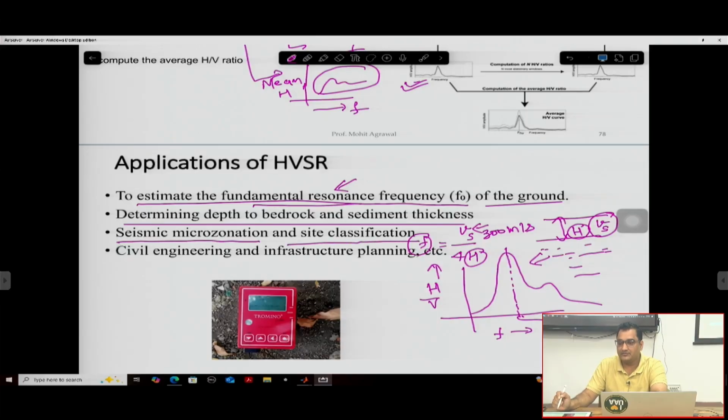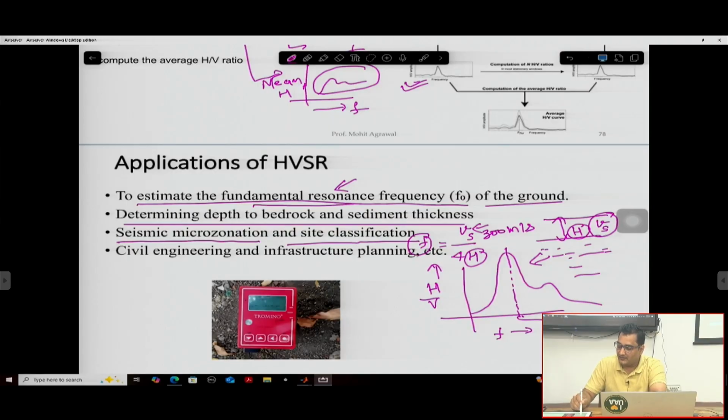It is also useful for site classification, because you can do modeling of the HVSR curve. Using the inversion of the HVSR curve, you can find out the shear wave velocity, and using the range that we just saw, you can classify the site as A, B, C, D, and this can further be used for civil engineering and infrastructure planning.